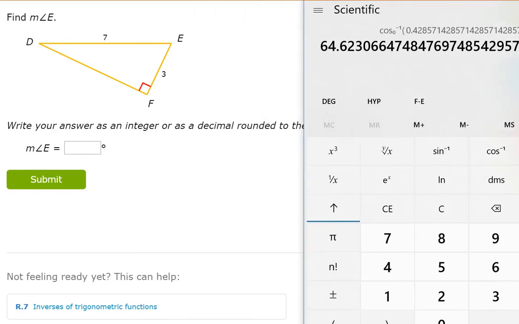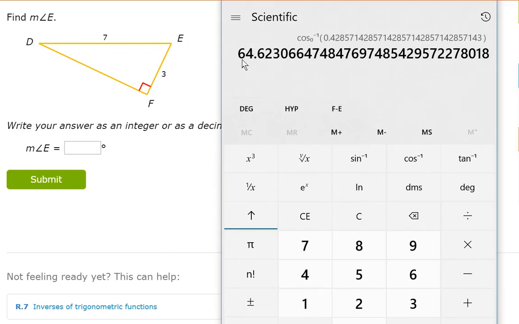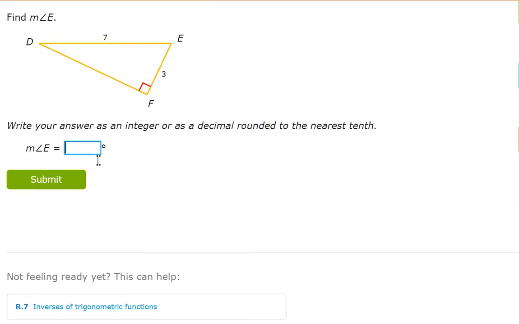Now, I can put it in as a decimal rounded to the nearest tenth. So that means I'm going to stop right here at the tenths, look at the hundredths, it's less than 5, so that means 0.6. So 64.6. I'll do that right now.